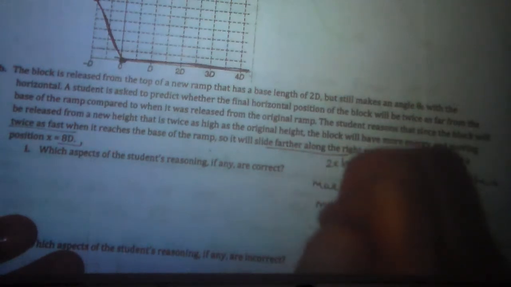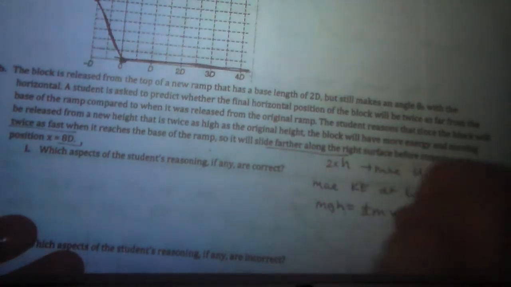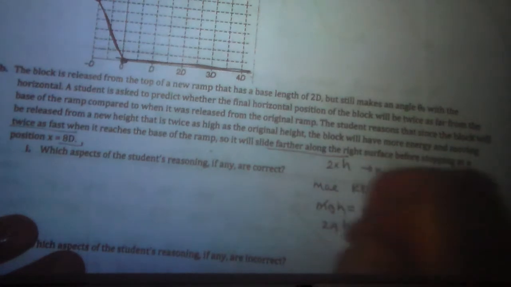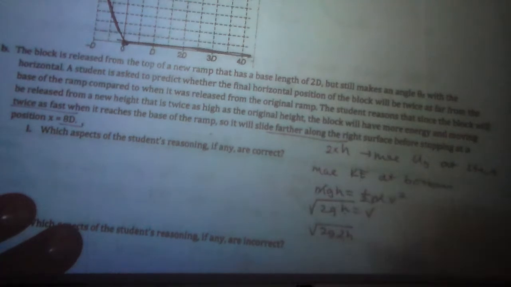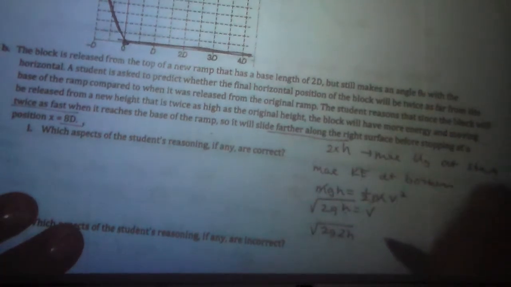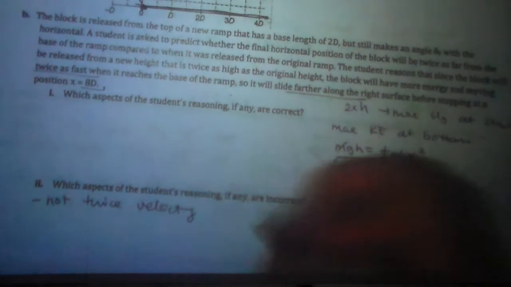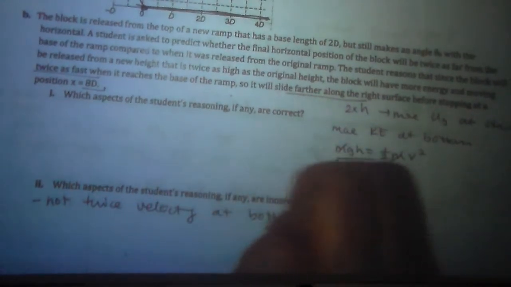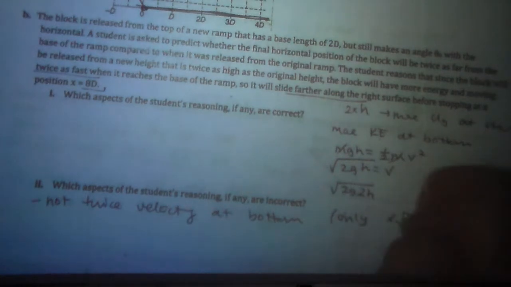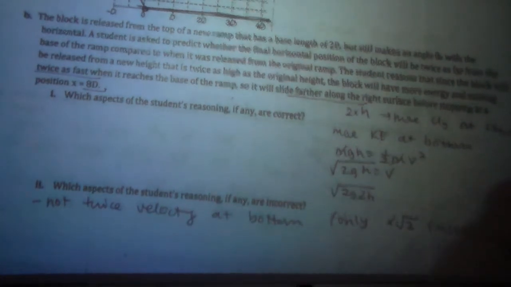So instead of mgh going to 1/2 mv squared, which gives v equals square root of 2gh, now I have square root of 2g(2h). So twice the height is actually only square root of 2 times the velocity. So that's going to be in our incorrect part. It is not twice the velocity at the bottom. It is only root 2 times faster. But it is definitely still more energy and faster, just not twice as fast.